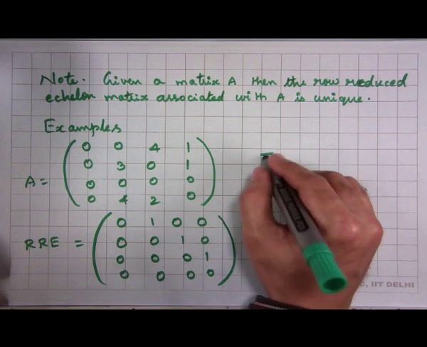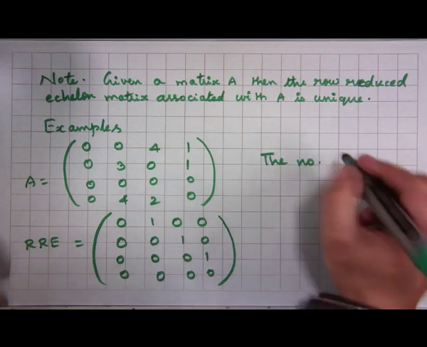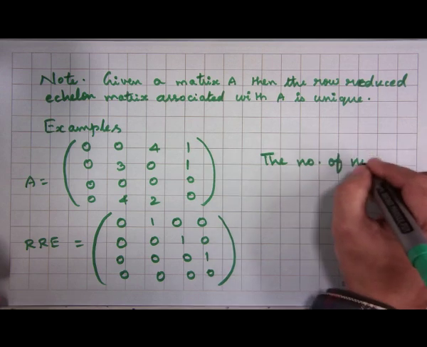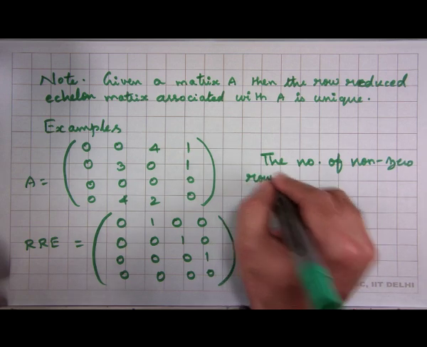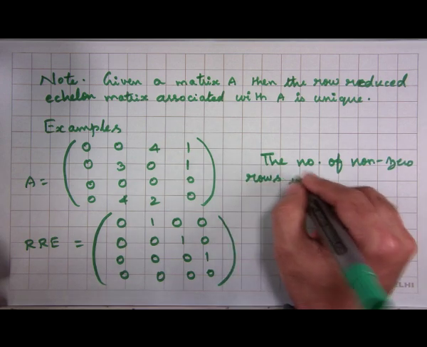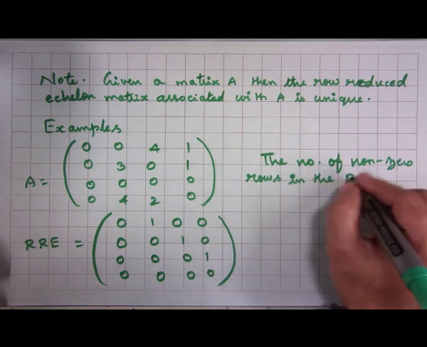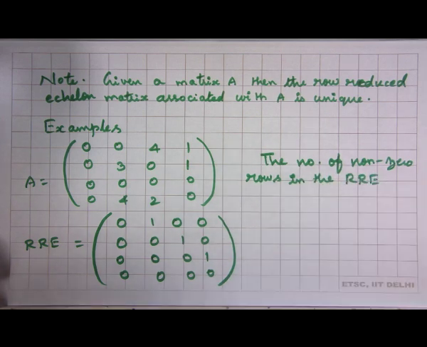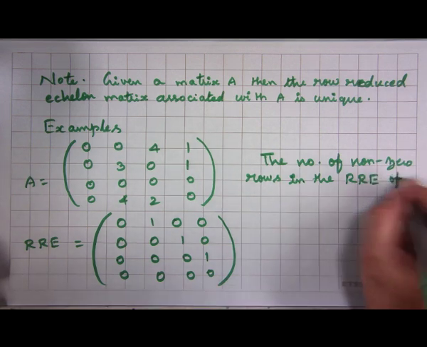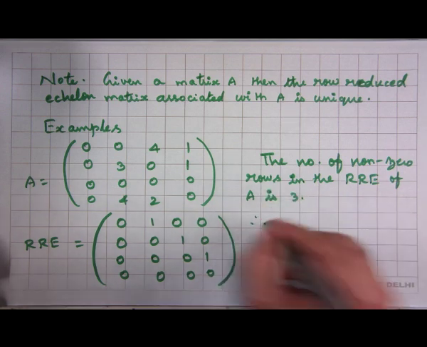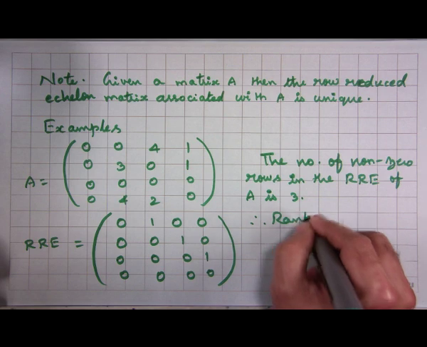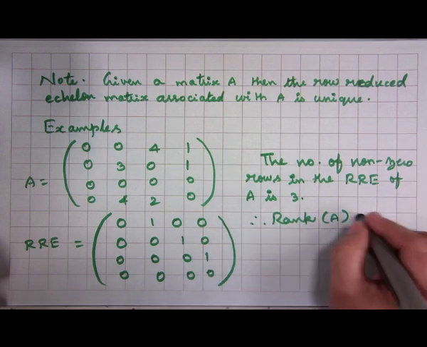So, the number of non-zero rows in the row reduced echelon matrix of A is 3. Therefore, the rank of the matrix A is just 3.